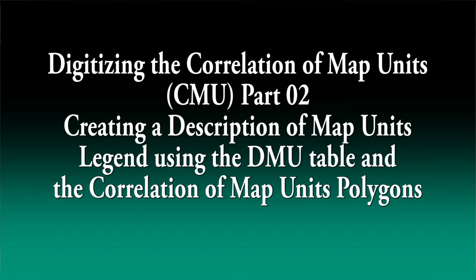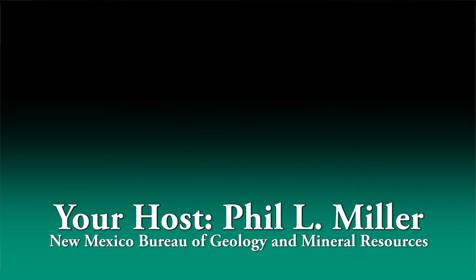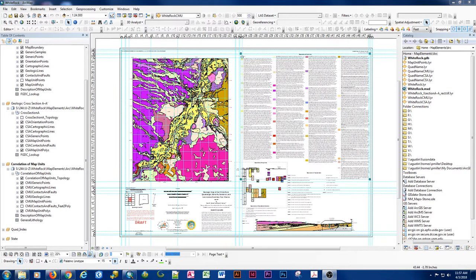Hello, I am your host, Phil Miller, and this is a continuation video for Digitizing a Correlation of Map Units in ArcGIS. If you have seen the previous Digitizing a Correlation of Map Units, or CMU, video, you are right on track to continue working with this step. If you haven't seen that video, go back to my channel and start with that one. That'll give you a good start of where things are.